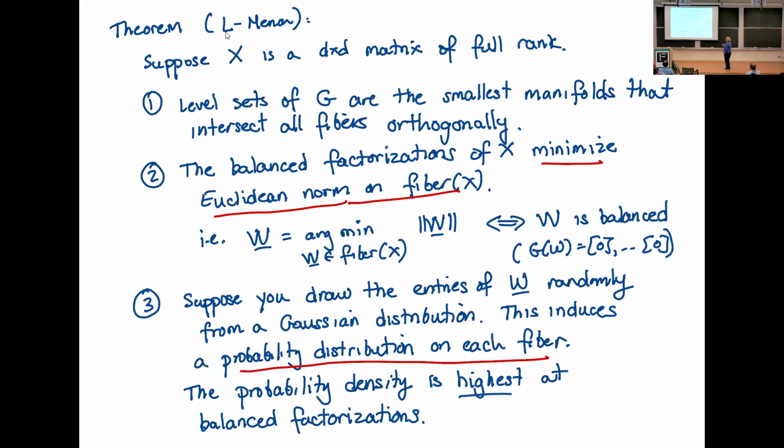So first, I'm going to only consider matrices like the product matrix where it's full rank. And the reason is when it's not full rank, the situation just gets a little bit more complicated. But full rank is the sort of generic situation. All right, so the first observation is that these level sets of this quantity G are the smallest manifolds that intersect all fibers orthogonally. So let me draw a picture.